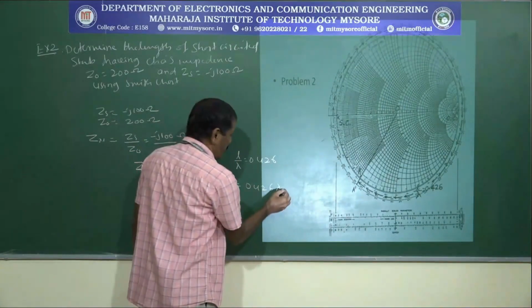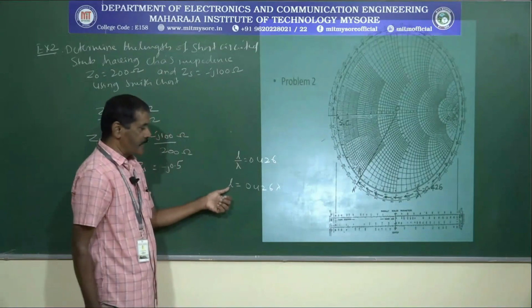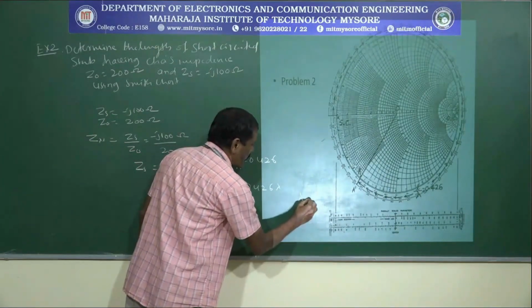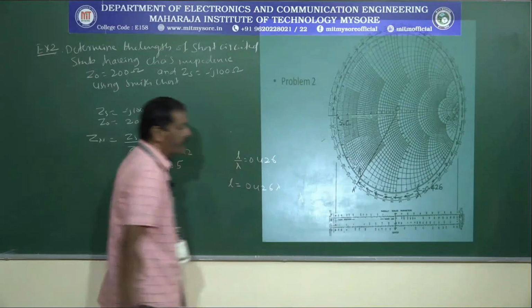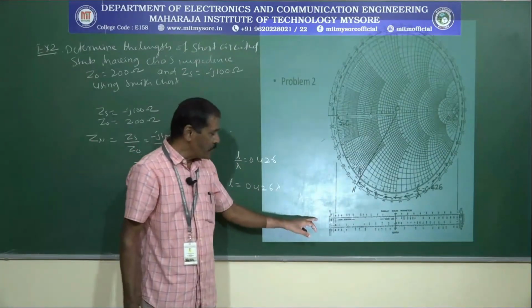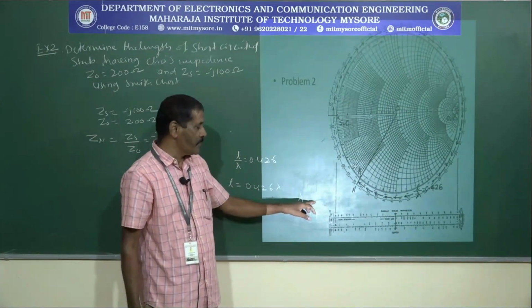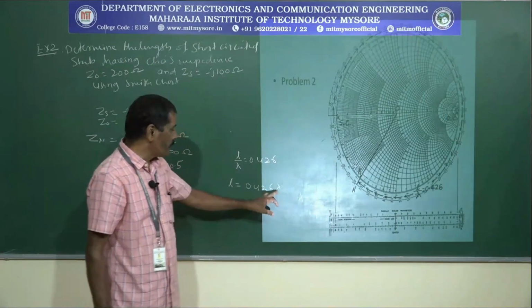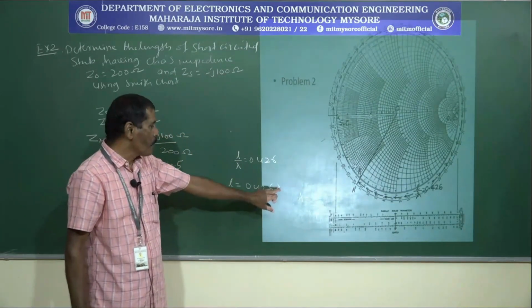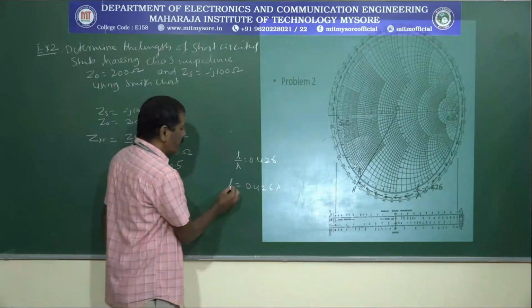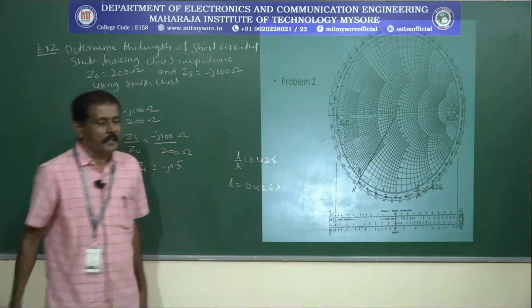If you know the value of lambda, you can calculate the exact length. That is lambda equal to C divided by F. If you know the operating frequency and the velocity of light, and substitute them here, you are going to get the value of lambda. Once you substitute the value of lambda, then you are going to get the length of the stub.